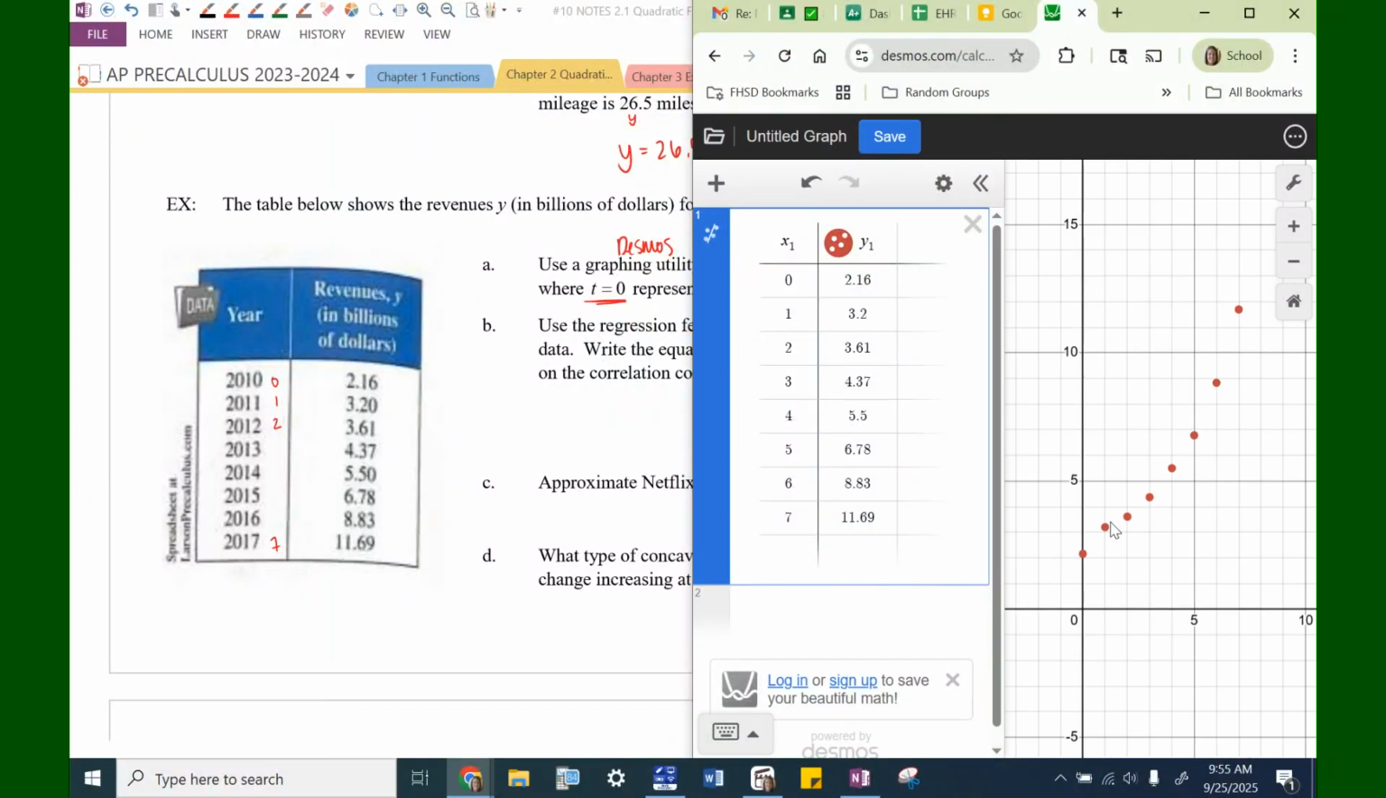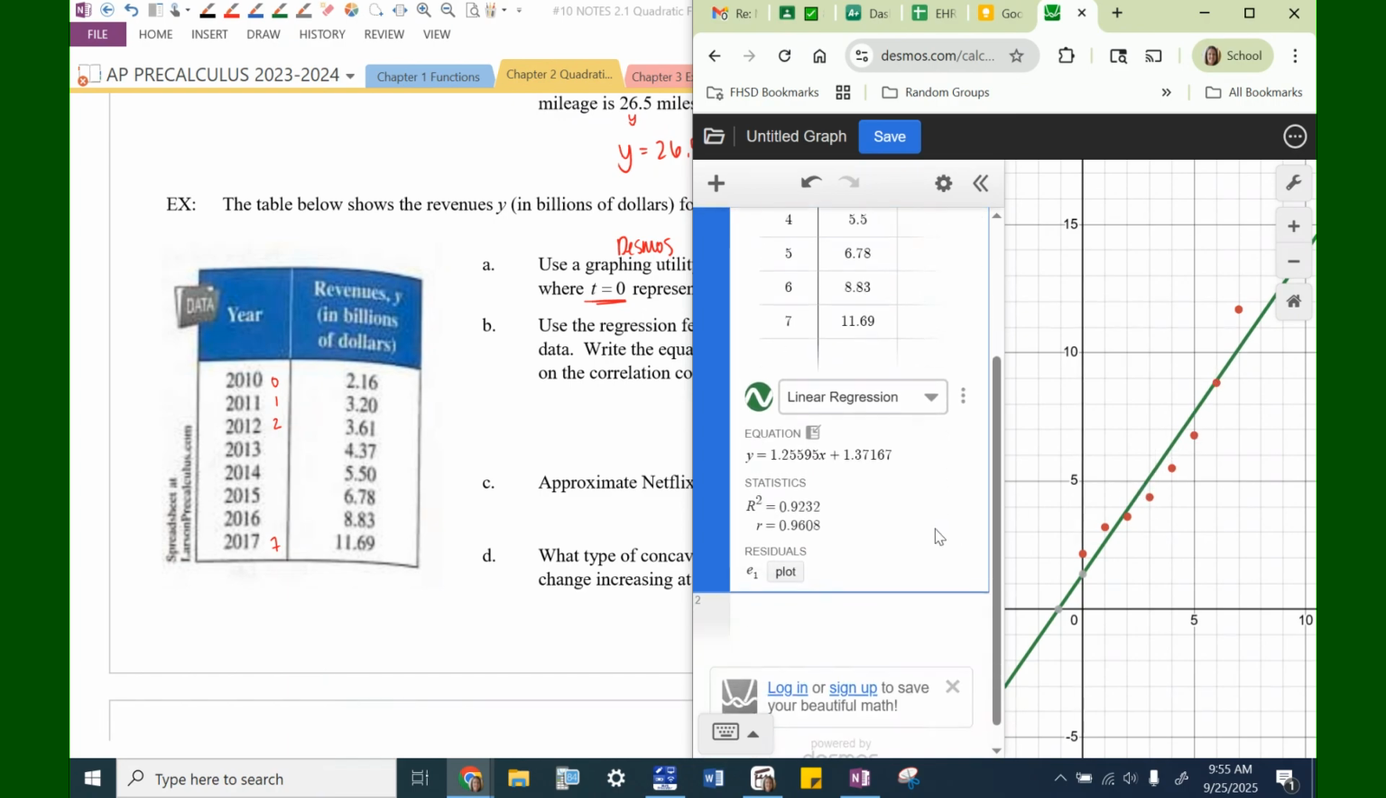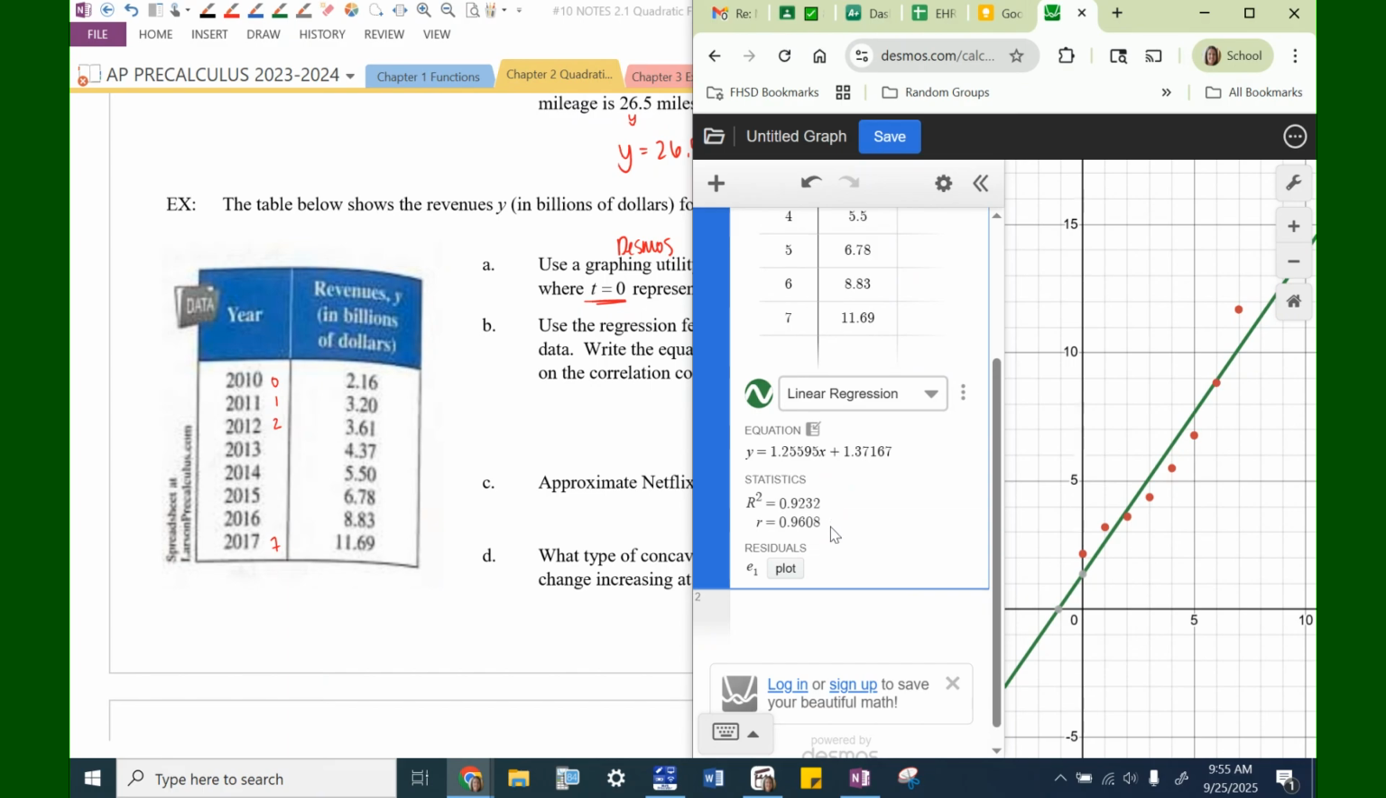There they are. I see a little bit of a curve happening here. Regression. Linear regression, we've done lines of best fit like this. R is pretty close to 1, 0.9608. The great thing about Desmos is you can just change this to quadratic and see if it looks better on the graph, and see if this R squared, because it won't show R, see if R squared gets higher than 0.92.